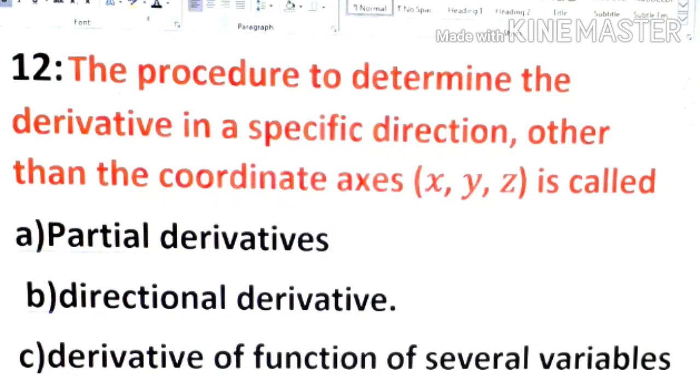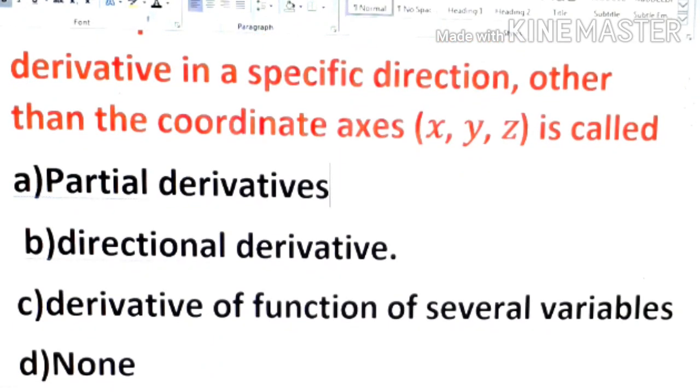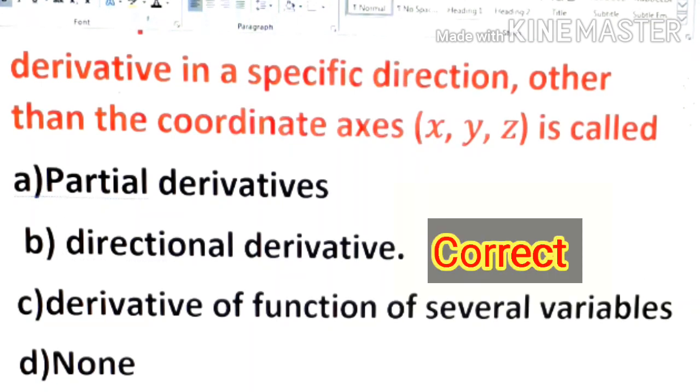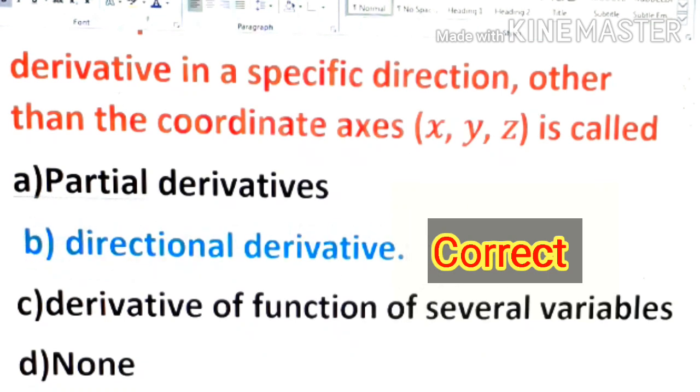The procedure to determine the derivative in a specific direction other than the coordinate axis x, y, z is called partial derivative, directional derivative, option C, derivative of function of several variables, none. The correct answer is option B, directional derivative.